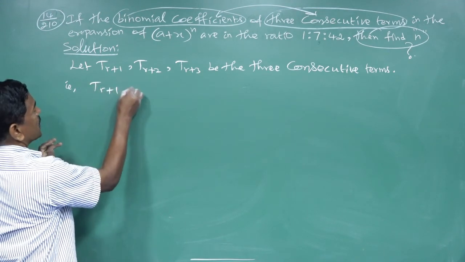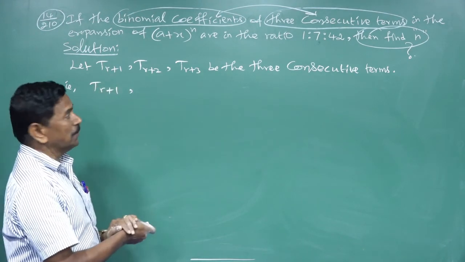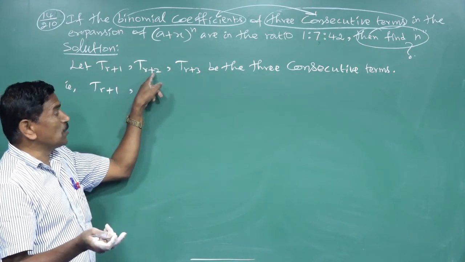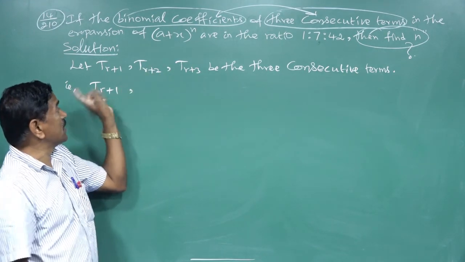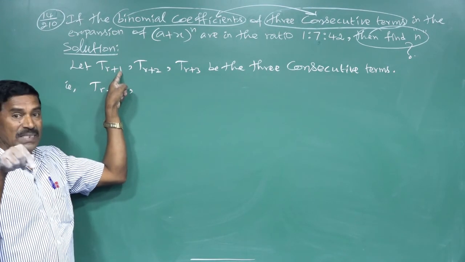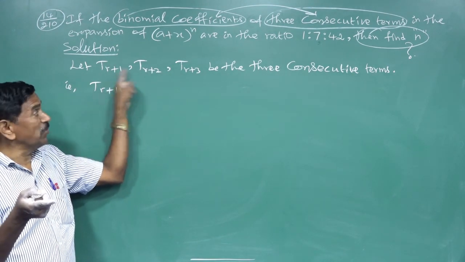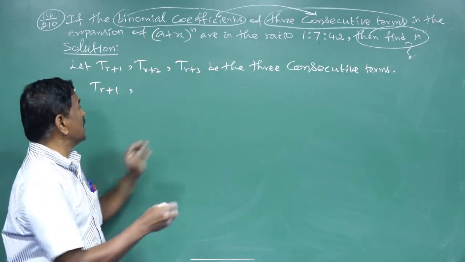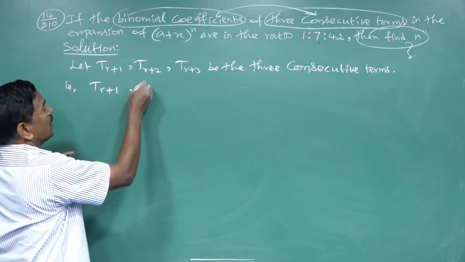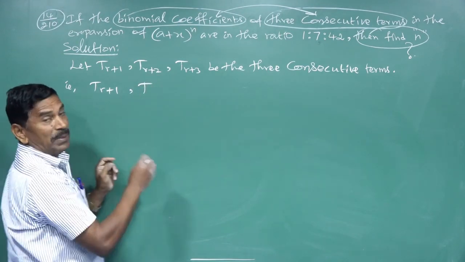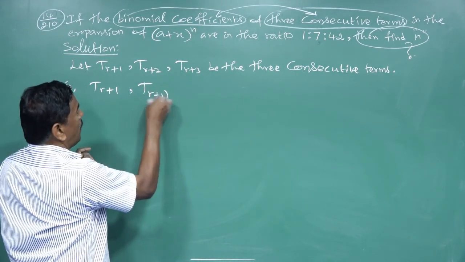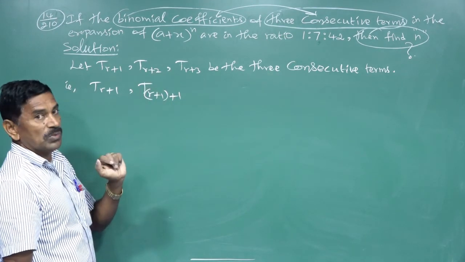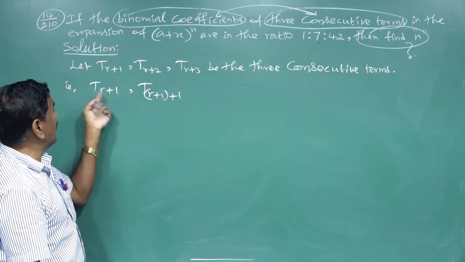t r plus 1 fixed, and t r plus 2 can be rewritten as t r plus 1 plus 1, because in the standard form we want to make the last one plus 1. So that is why t r plus 1 stays as it is. Now t r plus 2 can be rewritten as r plus 1 plus 1. If you doubt, 1 plus 1 equals 2. So we are writing it in the standard form t r plus 1.